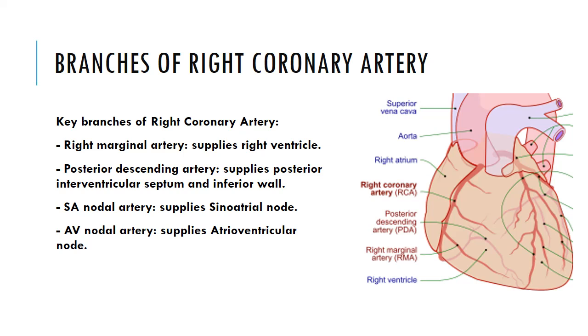Here is some detail about the branches of the right coronary artery. The right coronary artery gives off several important branches. The right marginal artery supplies the right ventricle. The posterior descending artery, also called the posterior interventricular artery, supplies the posterior interventricular septum and inferior wall of the heart. In most individuals, the right coronary artery also gives off the sinoatrial nodal artery, supplying the sinoatrial node, and the AV nodal artery, which supplies the atrioventricular node.